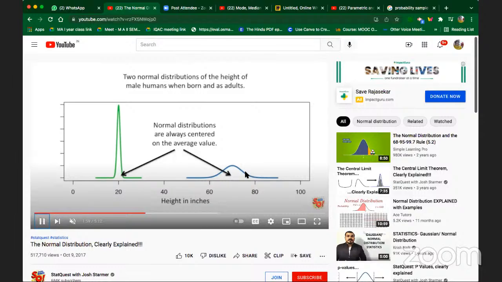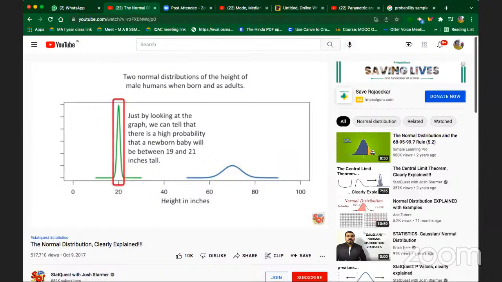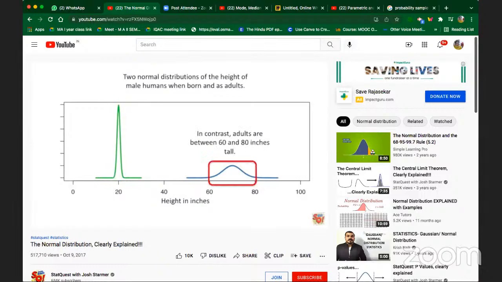to understand. And then just by looking at the graph, you will tell that there is a high probability that newborn babies, all of them are between 19 to 21 inches.